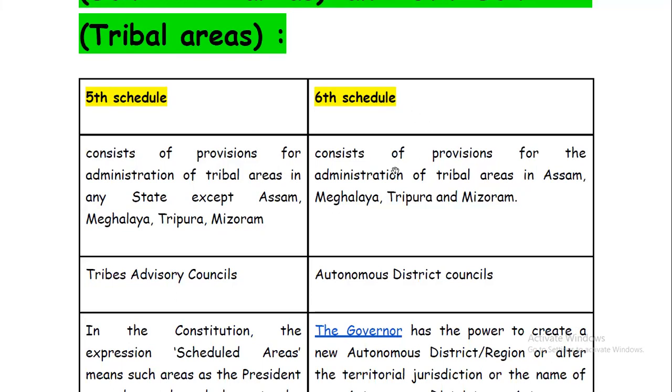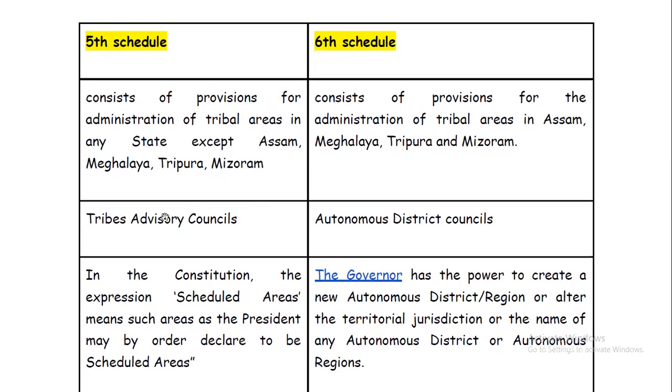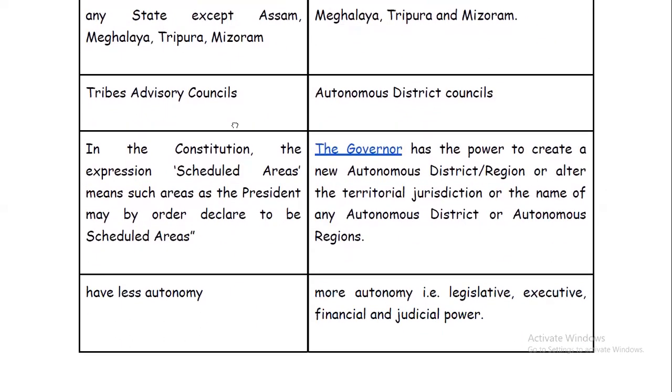Then sixth schedule. Sixth schedule consists of provisions for the administration of tribal areas in these four states: Assam, Meghalaya, Tripura, and Mizoram. Okay, so in the fifth schedule, Tribes Advisory Council is there. The main council body is the Tribes Advisory Council in the case of fifth schedule, while in the case of sixth schedule, we have Autonomous District Council. So for Assam, Meghalaya, Tripura, and Mizoram, we have Autonomous District Council, while for fifth schedule, we have Tribes Advisory Council.